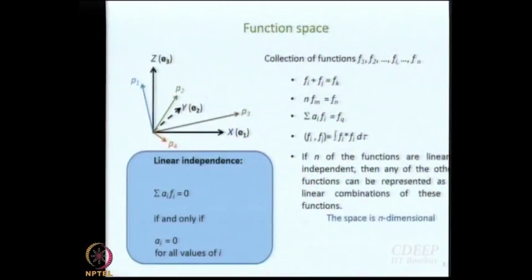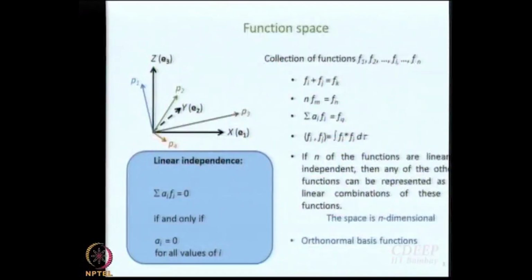If n of the functions are linearly independent, in this case 3 of the functions are linearly independent, then any of the other functions can be represented as a linear combination of these n functions, and then the space is called n dimensional. So, our physical space is therefore 3 dimensional, because no matter which point you take in physical space, the position vector of that point can be represented as a linear sum of x, y and z. And finally, what we said is that when do we get orthonormal basis functions? When do we get orthonormal basis functions?